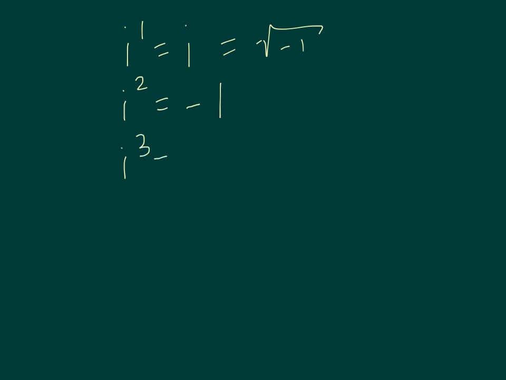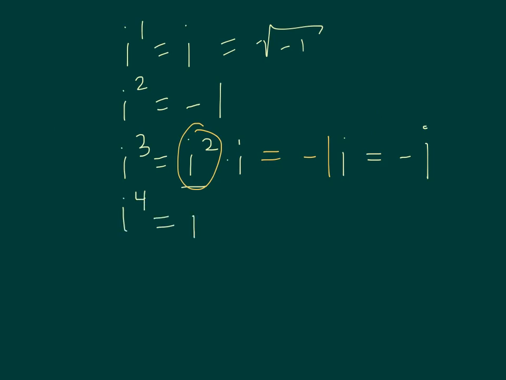i to the third power is the same as i squared times i. And I know that i squared is negative 1. So this is negative 1 times i, or negative i. It's a little confusing. Then we'll go to i to the fourth. i squared times i squared is the same as i to the fourth. I know this is negative 1, and I also know this is negative 1. So negative 1 times negative 1 would be a positive 1.